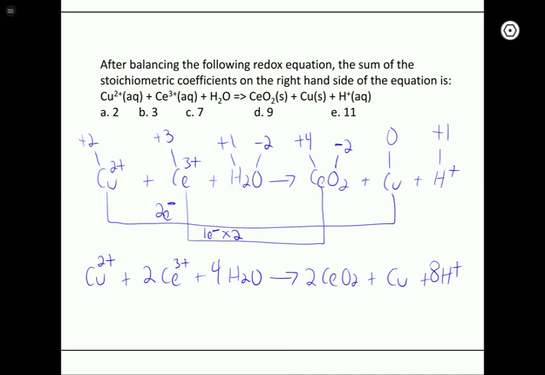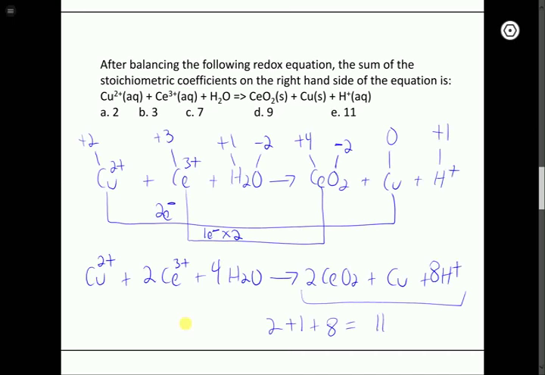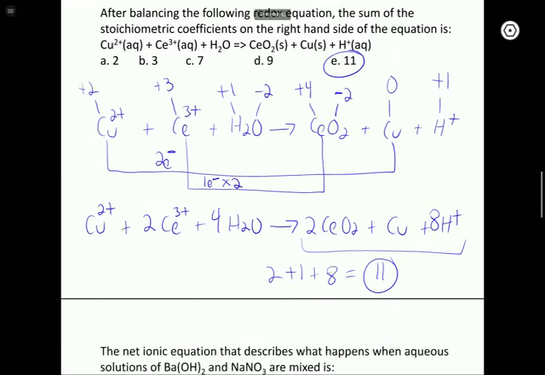So now we're looking for the sum of the coefficients on the right side of the equation. So 2 + 1 + 8 is 11. So that should have been the answer that we chose, which is choice E. Okay, so that's a pretty standard redox reaction to balance. We always start with the number of electrons, balance those first, and then the rest comes from inspection.